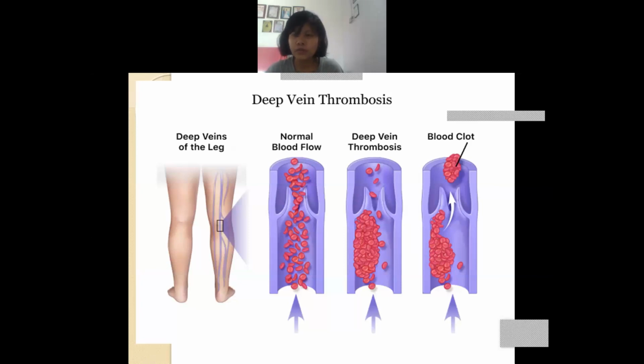It won't be normal. So what will happen? In deep vein thrombosis, there will be a blood clot. Blood clot means accumulation of the blood. Why? Because the valve is weak. The vein is weak, the veins got damaged. That's why it can't function properly, it can't function normally, so there will be occurrence of a blood clot. Is it clear?